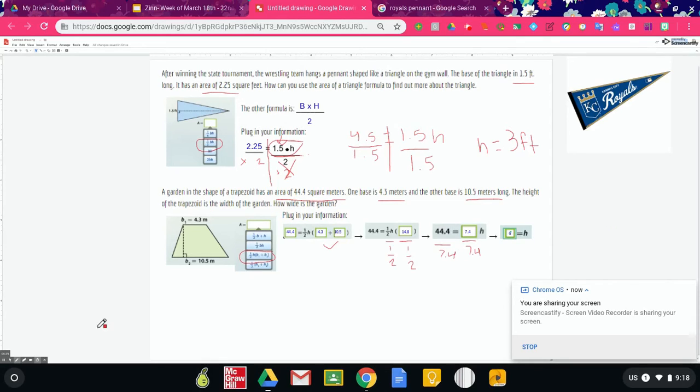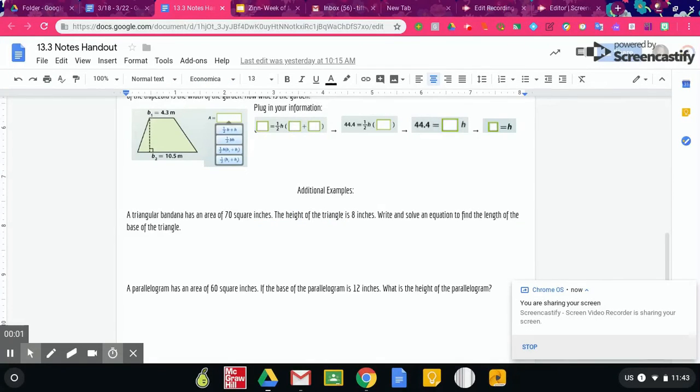All right, one second. Okay, the additional examples on the bottom of your notes are much easier than the two that were on the top of your notes.